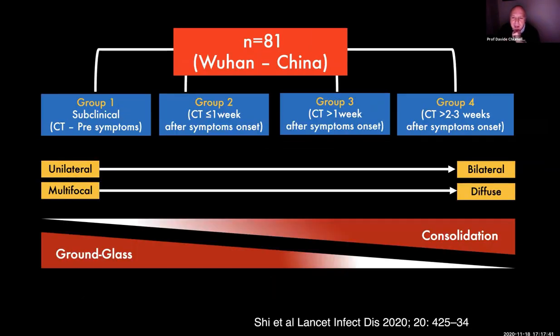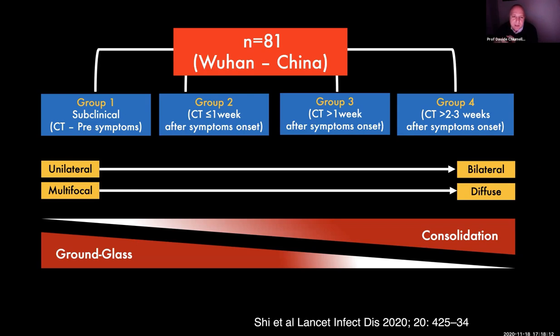And I quite like this study from which I derived this slide, which was basically the initial report from the Wuhan experience. That's mainly a CT scan report where you can see CT scans from patients at subclinical level to different stages in their disease progression, up to late, 2-3 weeks after the symptom onset.